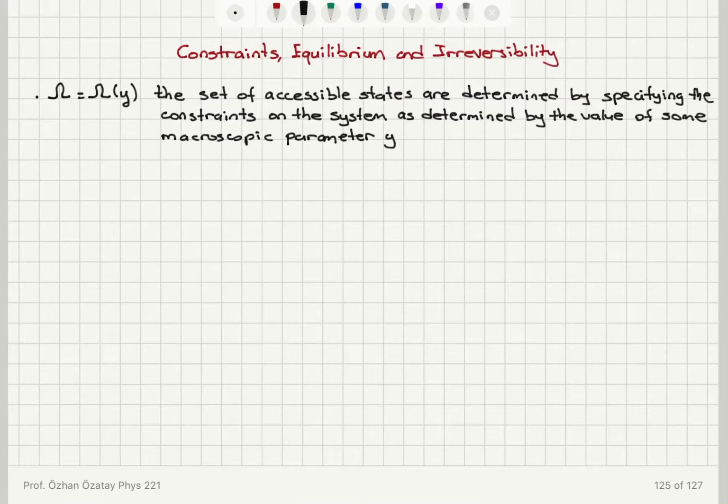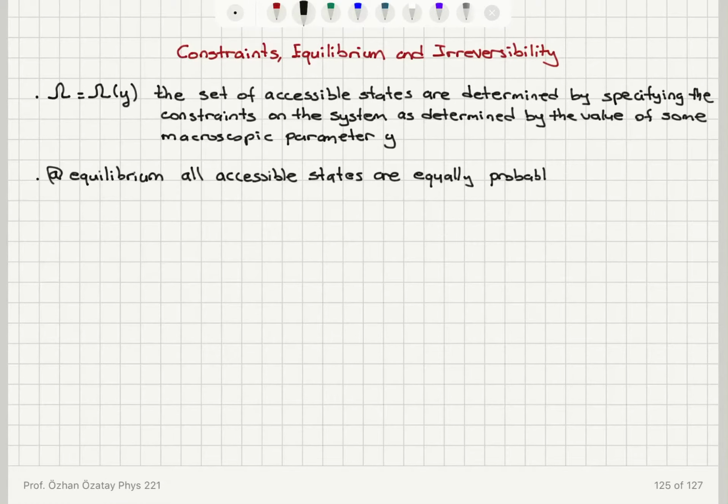Now the second important thing I would like to note here is something we talked about before. This is the postulate of equal a priori probabilities. That is to say, at equilibrium we must have the same probability for all accessible states. All accessible states are equally probable.